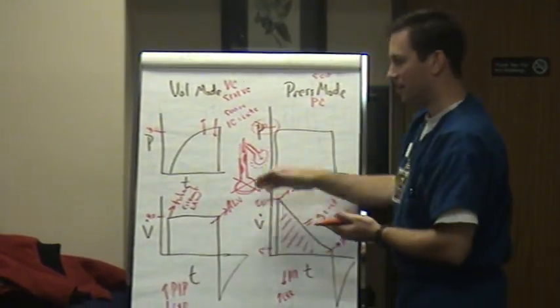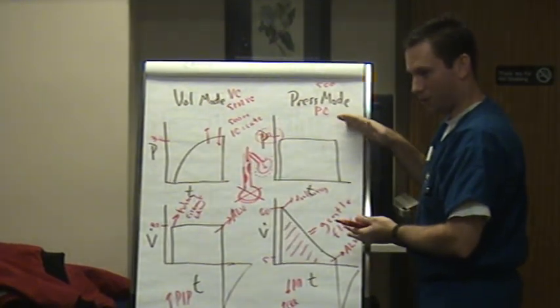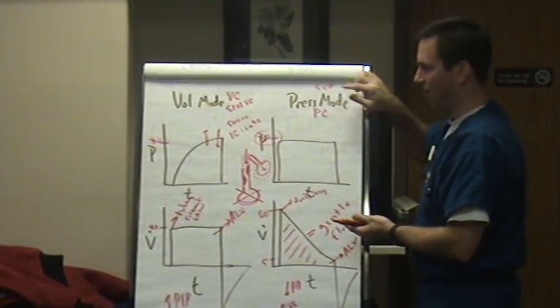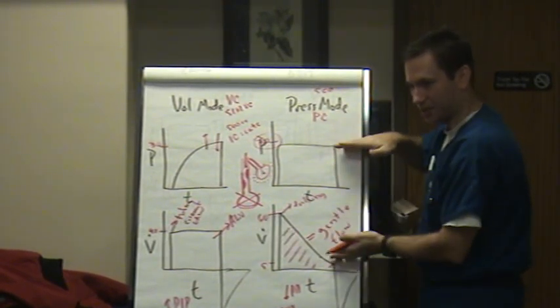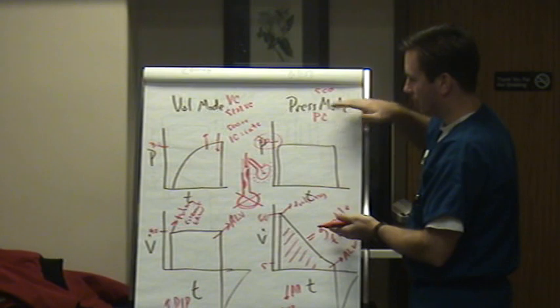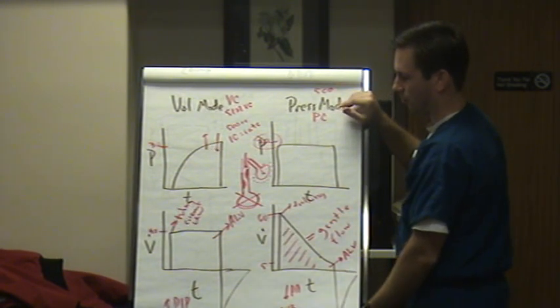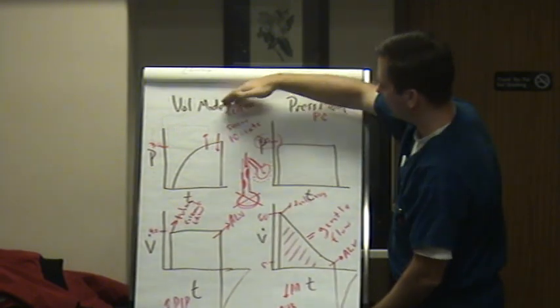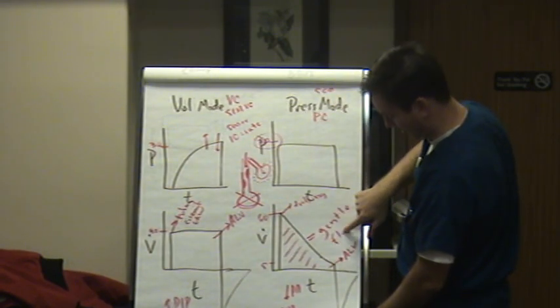So PRVC is not a volume control mode as you would think it is. It is a pressure control mode, but it's regulated by the volume you set. Does that make sense? I'm still delivering it with these characteristics, but I'm still getting a targeted tidal volume at the same time. So that's what PRVC is. It's the best of both worlds. It's a volume guarantee with the benefits of pressure, such as the decelerating flow pattern that's very gentle.